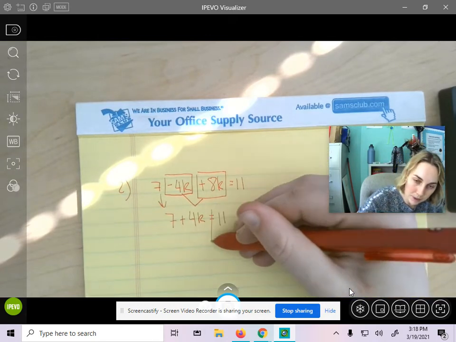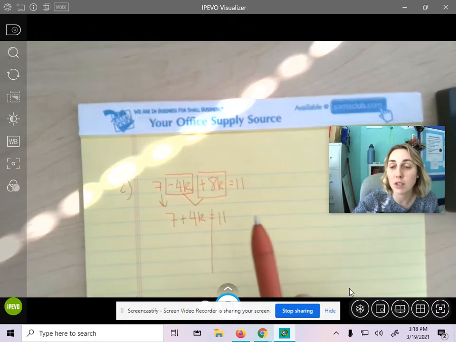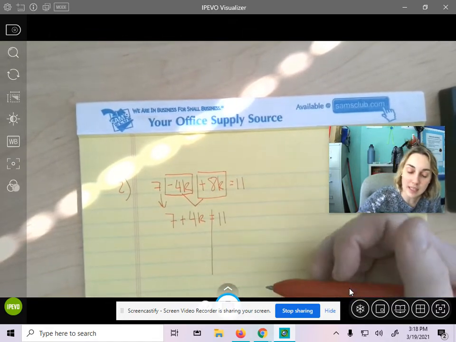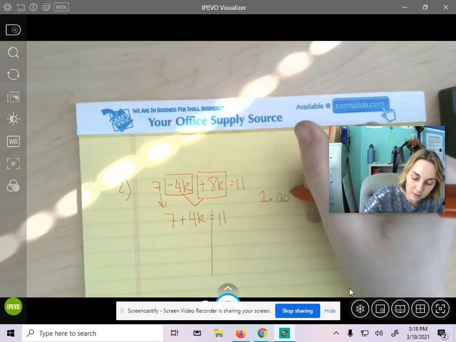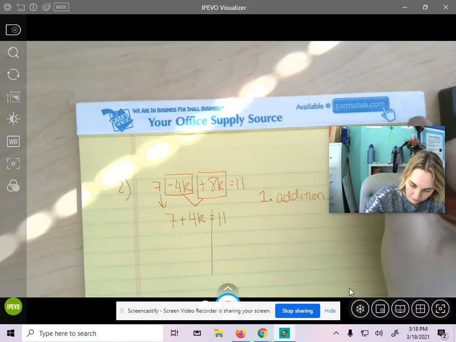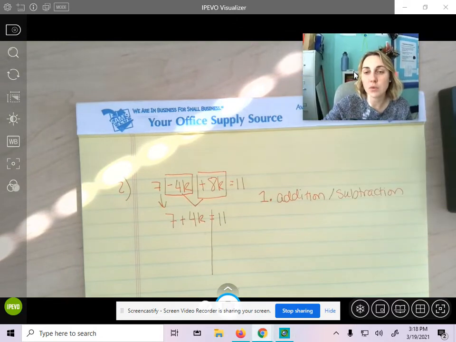So first step is to put that balance beam through the equal sign. Remember, whatever you do on one side of the balance beam, you have to do on the other side as well. And first step to solving a two-step is I need to get rid of the constant using addition or subtraction.